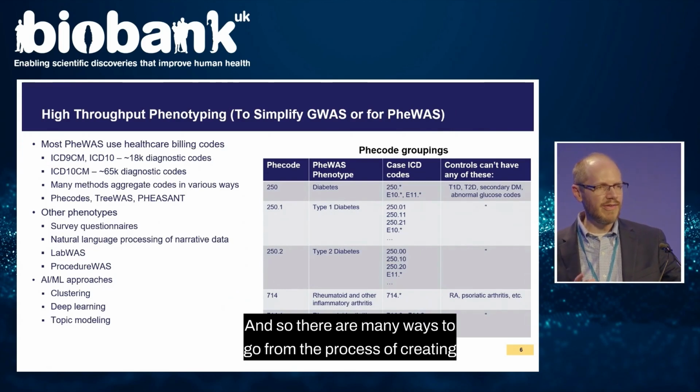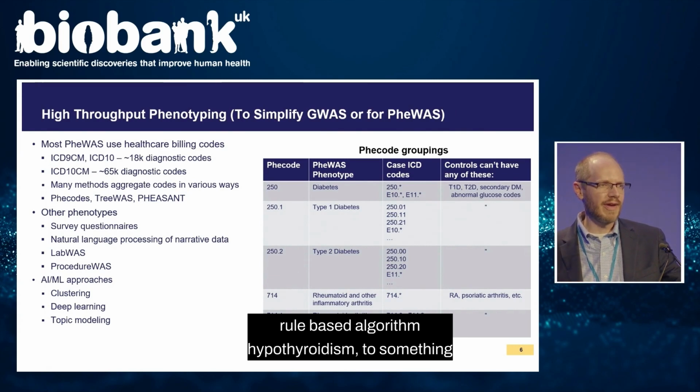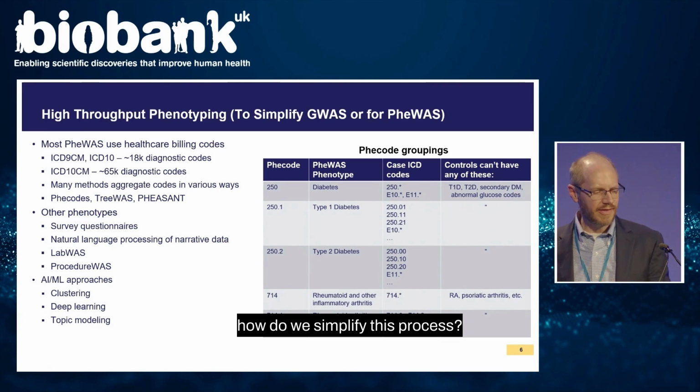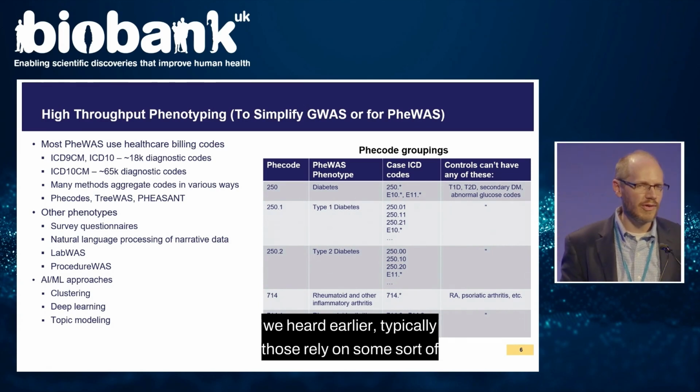And so there are many ways to go from the process of creating something that's complicated using Boolean logic and a rule-based algorithm, like for hypothyroidism, to something that is faster and more high throughput, as Naomi indicated. How do we simplify this process? And so one of those would be approaches like FIWAS, which we heard about earlier.